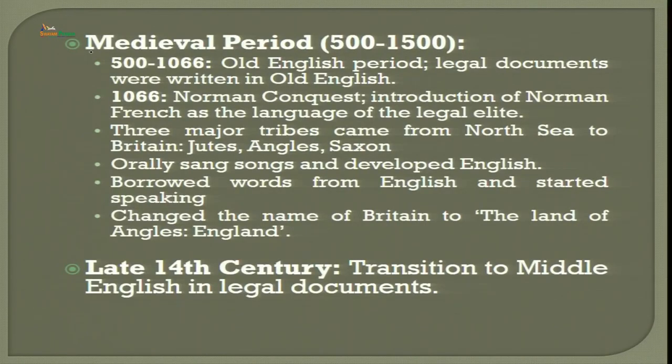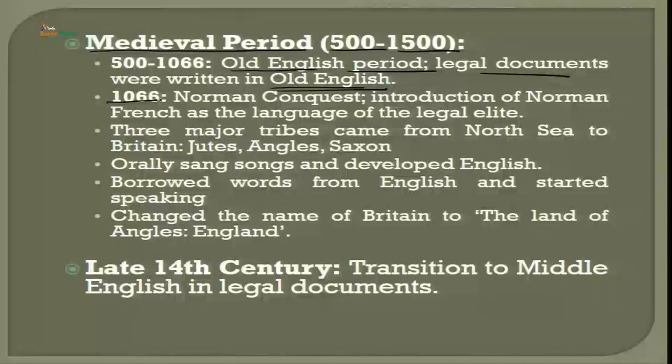Okay, so let's start with the medieval period. Medieval period is the first period that you have to understand, 500 to 1500. Before that, I have already explained how the Anglo-Saxon period went on. So here you will learn the medieval period, that is 500 to 1500. And in this basically Old English period, legal documents were written in Old English. I told you that Old English was basically brought by Romans. And when Angles, Saxons and Jutes attacked, they started using that Old English.